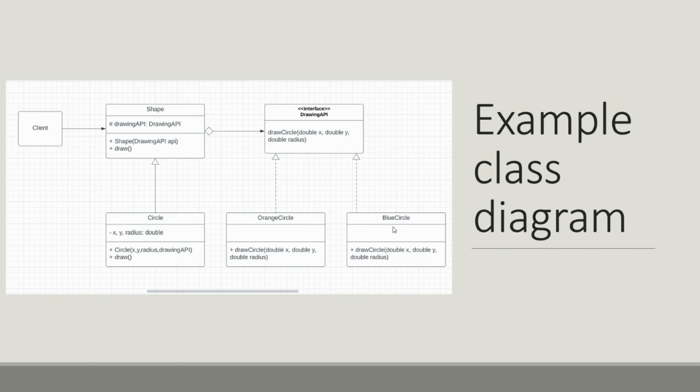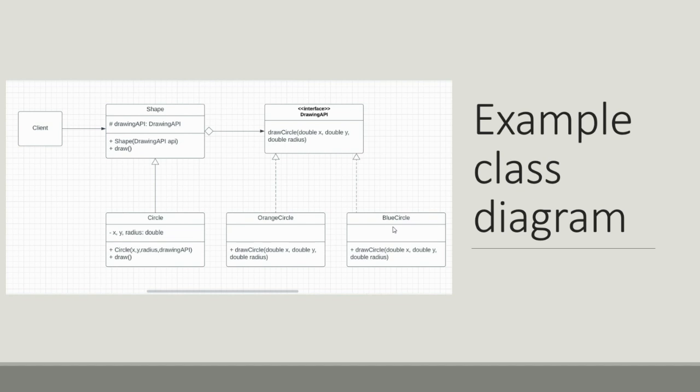And for the methods, we have the actual constructor, the shape constructor. As you can see, the constructor takes in a drawing API object, and it has a draw method to be able to draw the shape. And so here the abstraction shape is the logic of our application. So we know our application is going to be dealing with shapes, and we're extending from the abstract shape object.